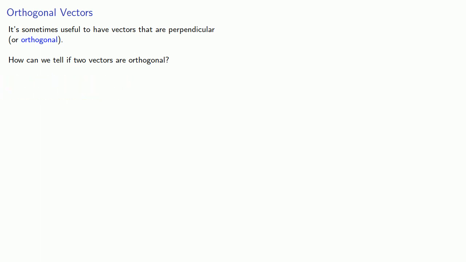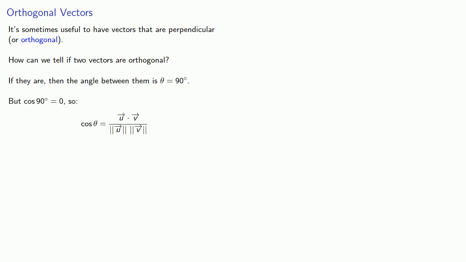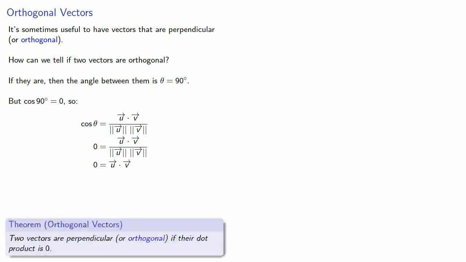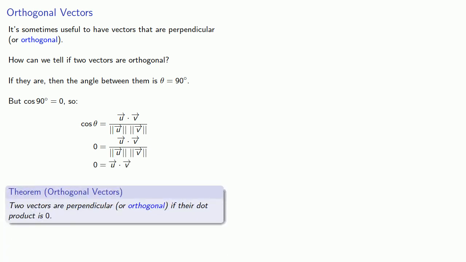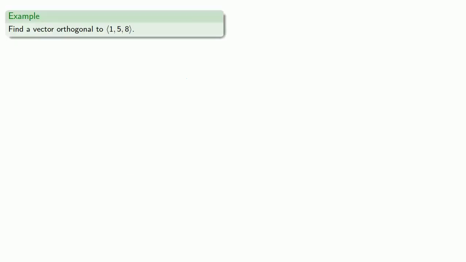And here's where the dot product is useful. If the two vectors are orthogonal, then the angle between them is theta equal to 90 degrees. But the cosine of 90 degrees is 0, and so our formula that gives us the angle between two vectors reduces down to the dot product equal to 0. And so we say that two vectors are perpendicular, again we also use the term orthogonal, if their dot product is 0. And this leads to an important problem.